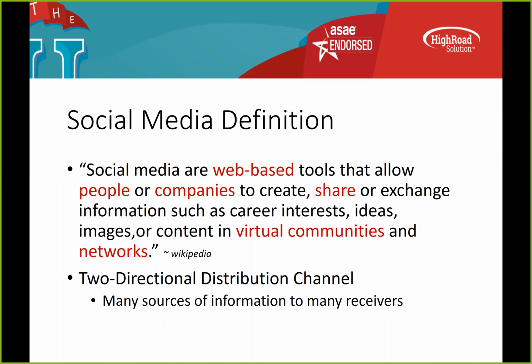What's nice about this, and what's really changed the model, along with the fact that mobile technology and smartphones have transformed that, is this is a two-directional distribution channel. Right? So all of a sudden now we're talking about many sources of information going to many different receivers. Right?